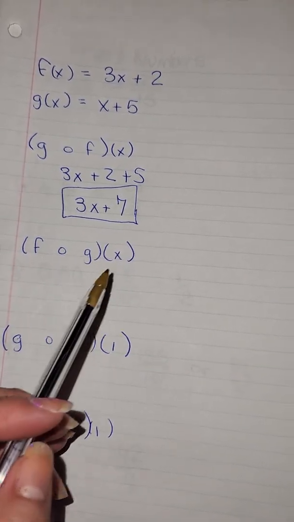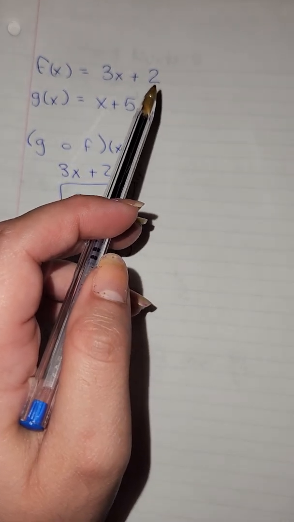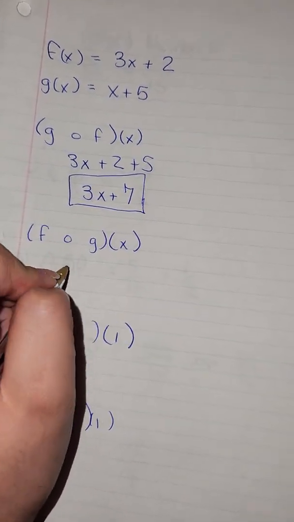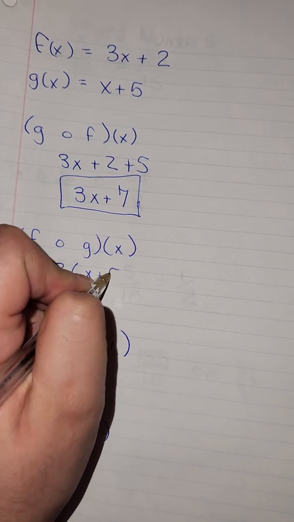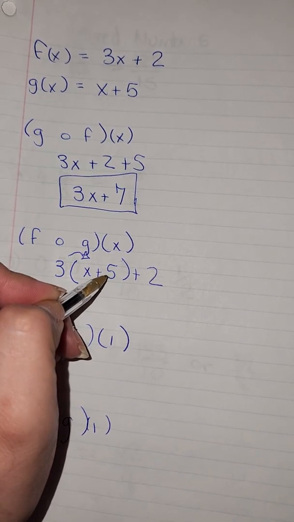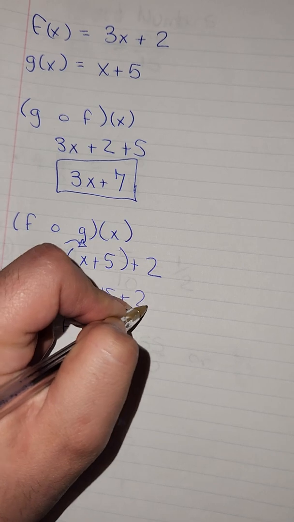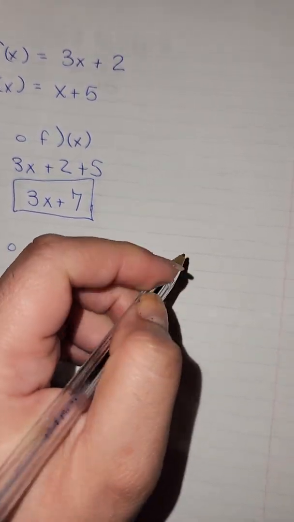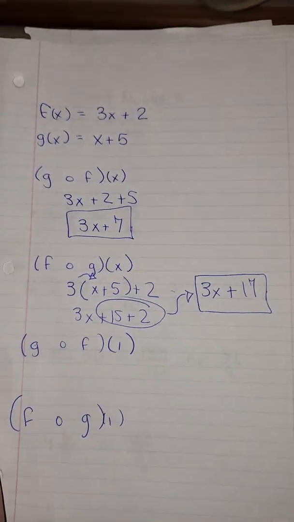Now, f of g of x. What do you think we're going to do there? Well, f of x is 3x plus 2. And wherever you see an x on f of x, we're going to plug in x plus 5. So it really is 3 open parentheses x plus 5 plus 2. But we distribute the 3 across x plus 5, and we get 3x plus 15 plus 2. Combine like terms, so you get 3x plus 17 as your answer.